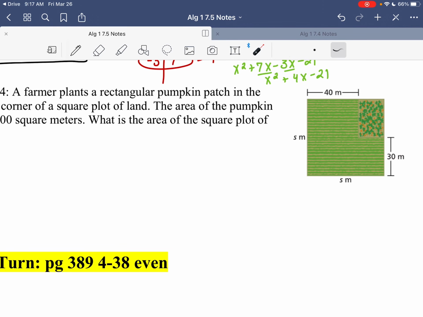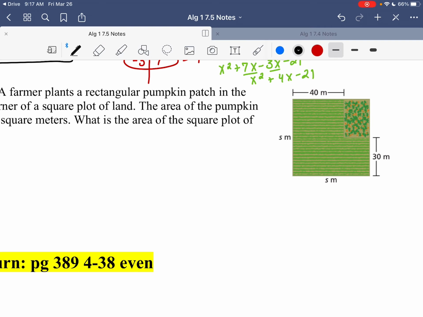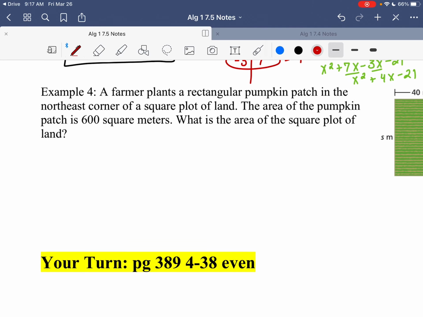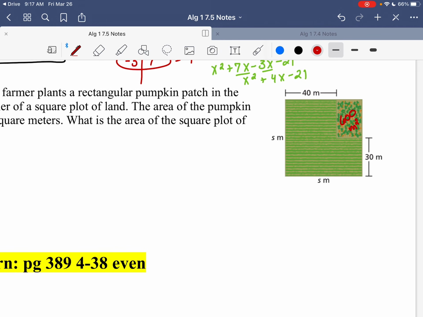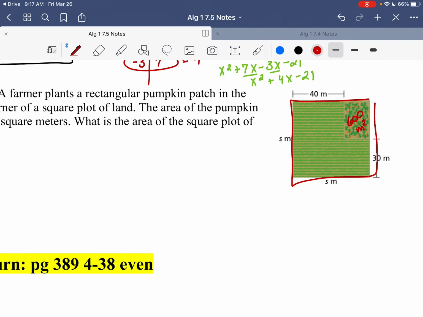The area of the pumpkin patch is 600 square meters. They don't have that in this drawing, so I'm going to put it in. The area in here is 600 square meters. What is the area of the square plot of land? So we want to know the area of this whole thing.